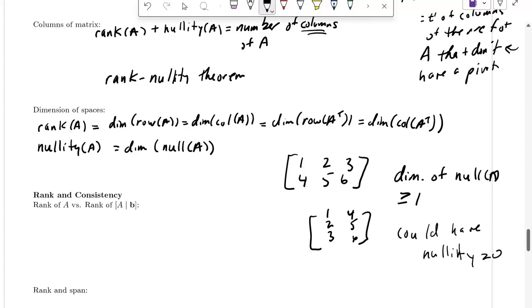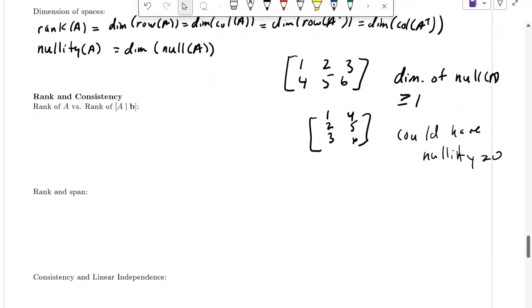So let's phrase some of these concepts now in terms of consistency, in terms of span, in terms of linear independence. All right. So let's say we start with a matrix A and augment. So basically this is trying to solve the system AX equals B, right? We agree with that? Okay.